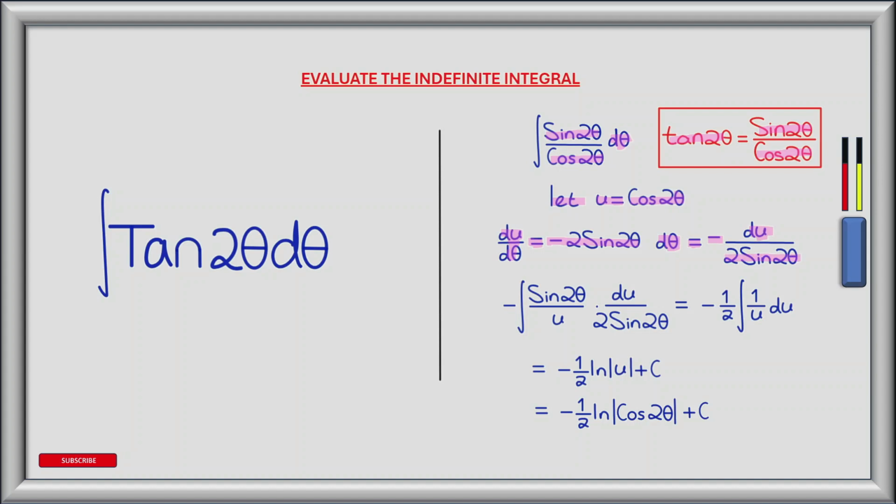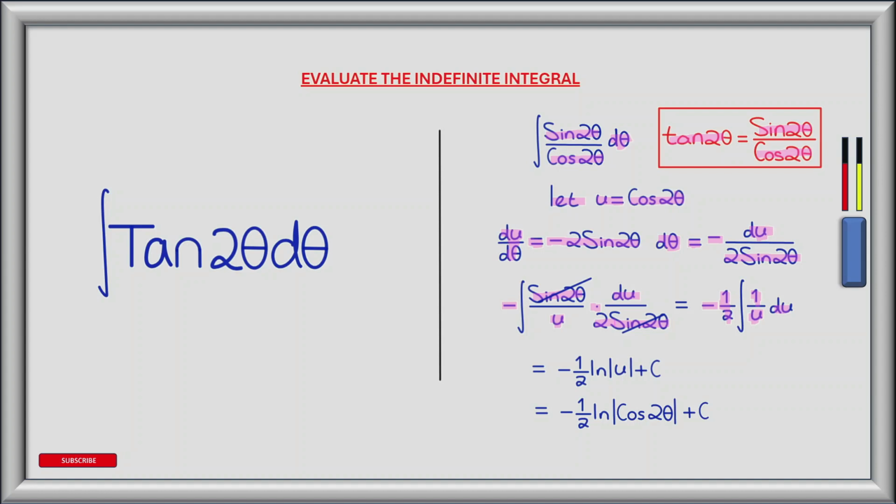If we now replace u and cos2θ in the original expression, we're left with the integral of sin2θ divided by u, which replaces cos2θ, multiplied by, and then replacing dθ, we have negative du divided by 2 multiplied by sin2θ. Sine of 2θ in the numerator and the denominator cancel out, and we're left with minus a half multiplied by the integral of 1 divided by u du.